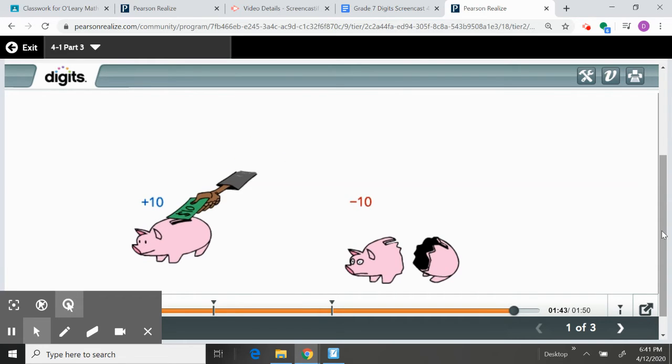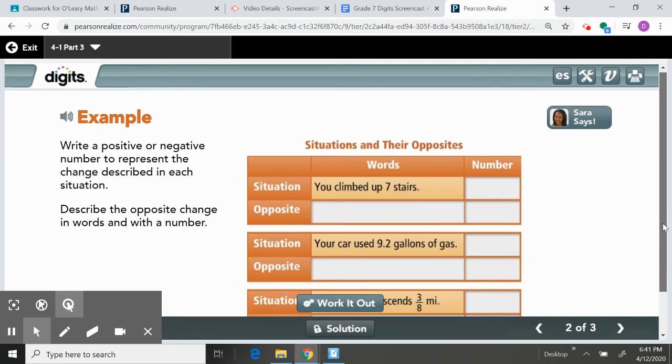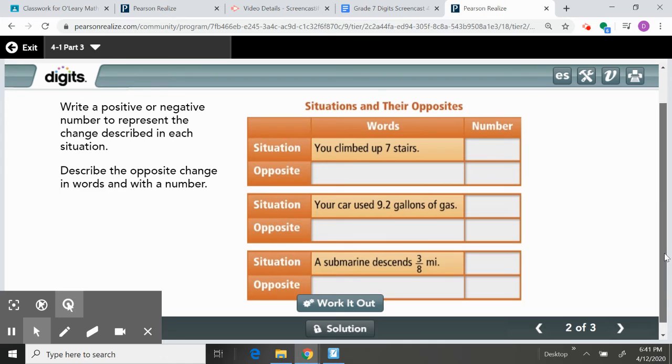So kind of silly, but you see that she had $10. Opposites result in no change. She put it in her bank, and then she spent the $10, which is the negative 10. So she had $10, that's plus 10. Spent $10, that's negative 10. So what we're going to look at is these situations, and you're going to be doing something with this today.